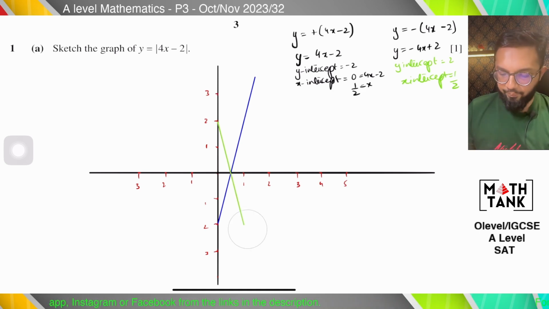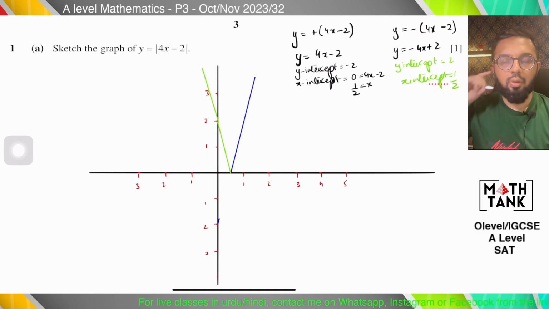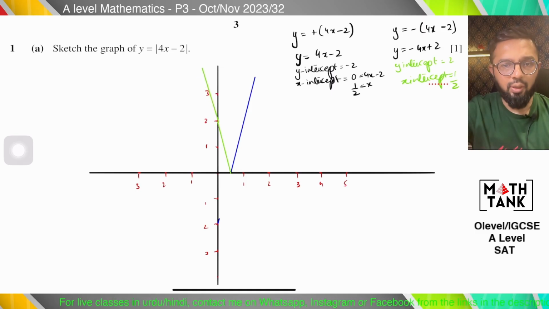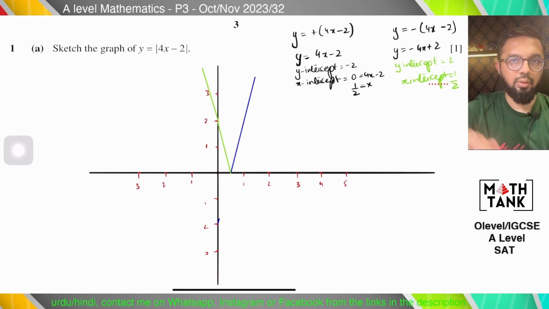You erase the part that is below the V and you have your sketch. Okay, this should be with one color. I've drawn it with two colors just to show you different lines, and that should be it. Okay, then on to the next question.